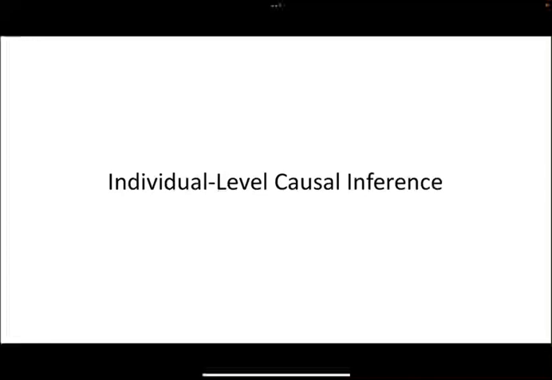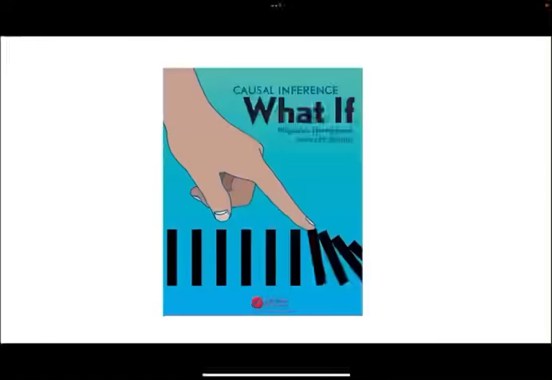This is the second video in my series on causal inference, and this one is focusing on individual level causal inference. So, as always, I need to acknowledge this book, What If, by Miguel Hernan and James Robins, which is where I got most of these ideas and the order in which I'm presenting them.